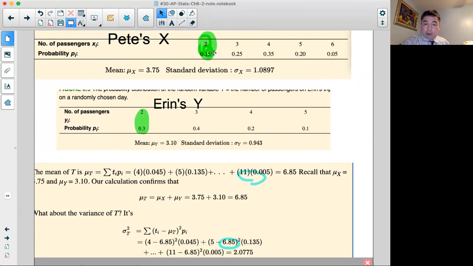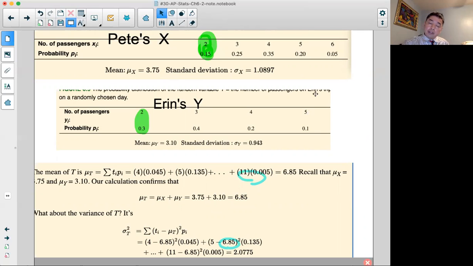That's just comparing the passengers. So Pete's business has a minimum of 2 people and a max of 6. His Jeep is a little bigger. Erin's could be a Jeep of the other track. It's a little smaller, so up to 5 people can get in. So the total of those two minimums is 2 plus 2, so it's going to be 4, right? 4 is a minimum. Maximum is 6 plus 5, which is 11.